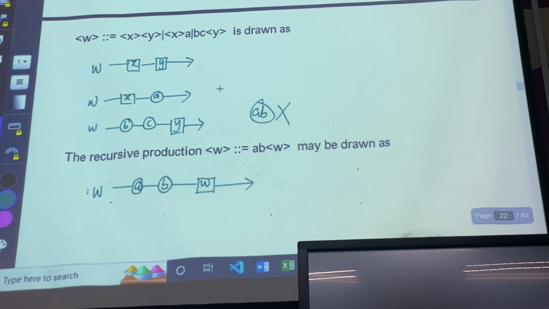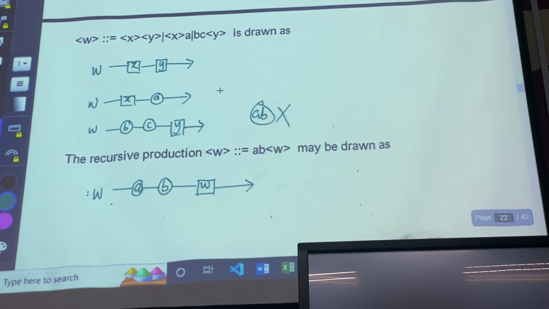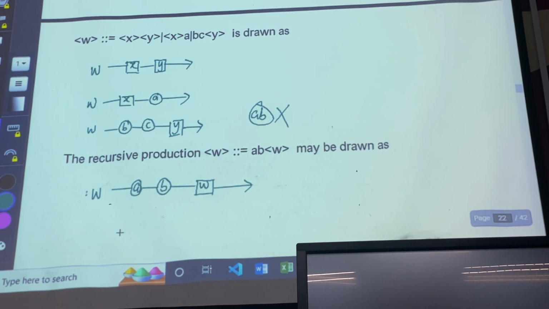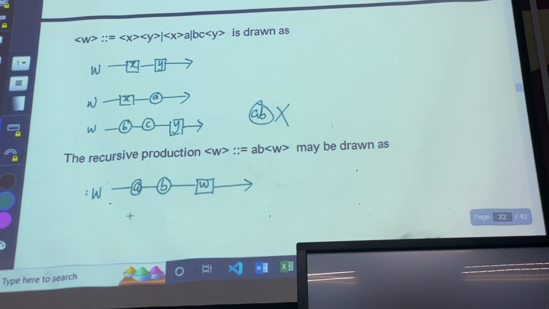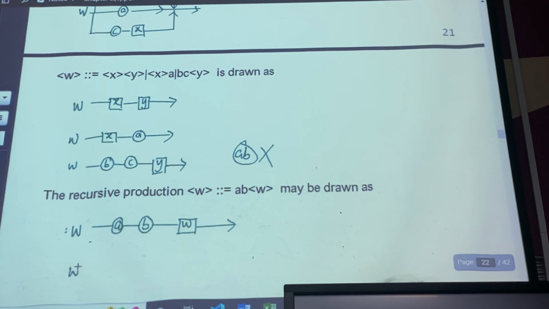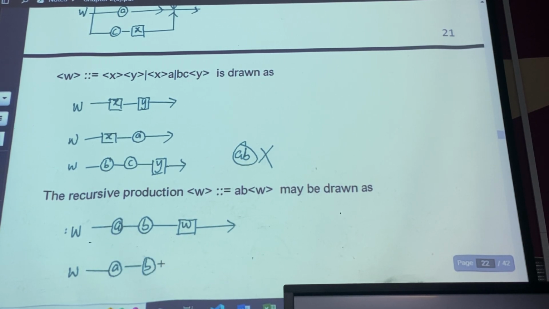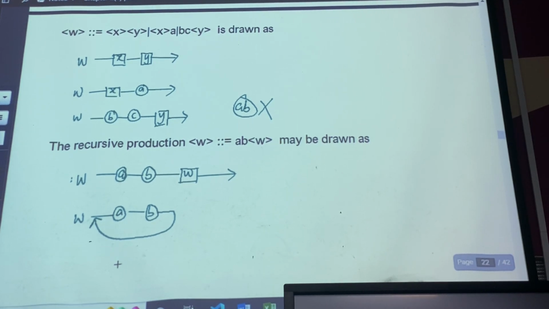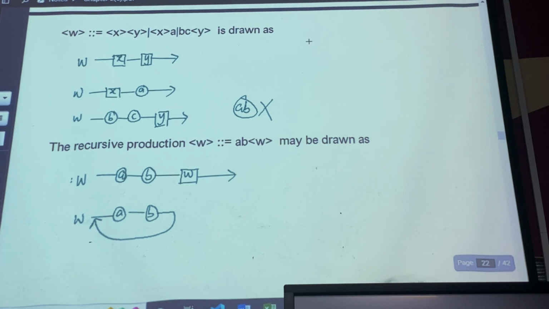Anyone have a different answer? Yes, can also. You can draw this back to W because the first one is also W, right? So you can draw this. This is also another way because the AB will go back to W. I draw the arrow that joins the line before, at the left side of W. If you mean this one?